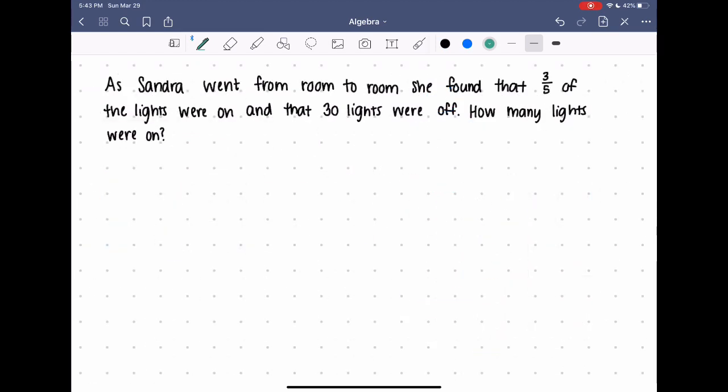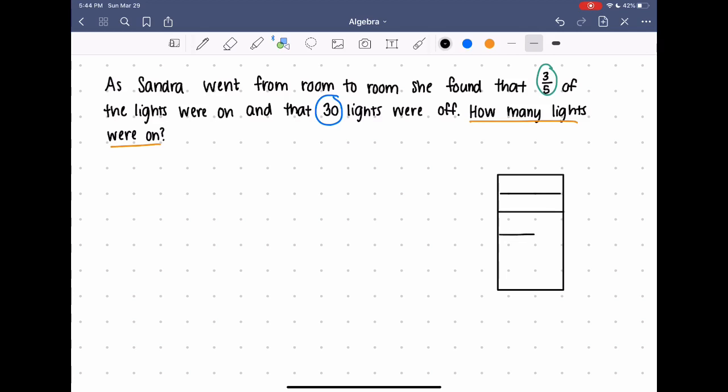Number 3. As Sandra went from room to room, she found that 3/5 of the lights were on and that 30 lights were off. How many lights were on? So this one is different because they give us a fraction and then they give us a number. We're solving for how many lights are on. So we're going to plug that into my diagram. I'm going to split it into 5 parts because that's what my fraction told me. 1, 2, 3, 4, 5. Those aren't the most even, that's okay.